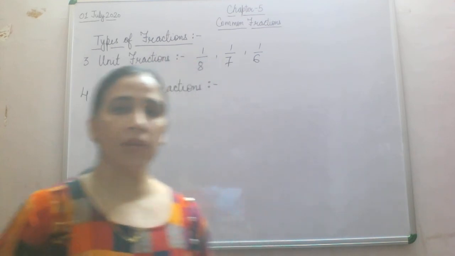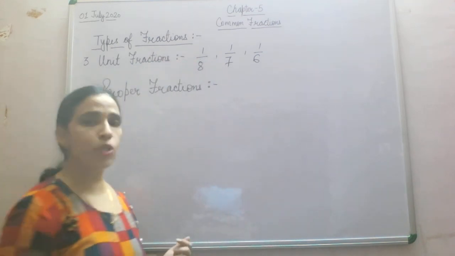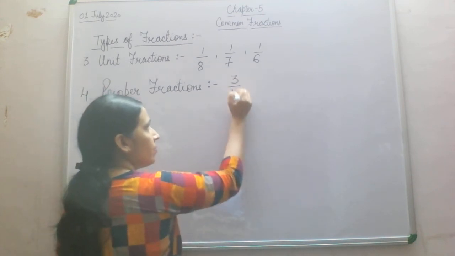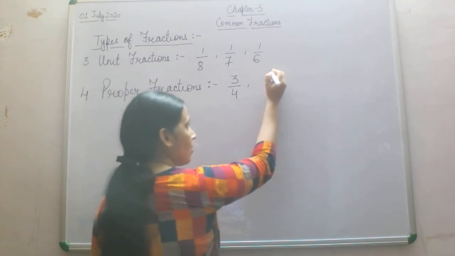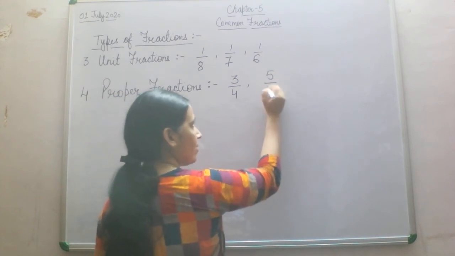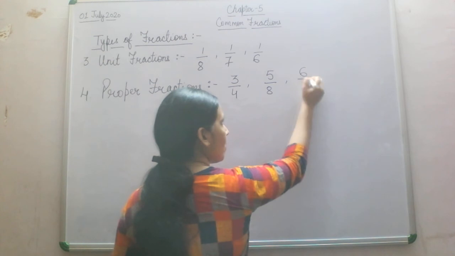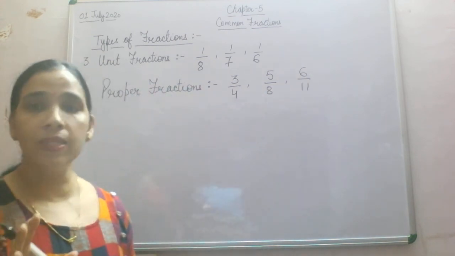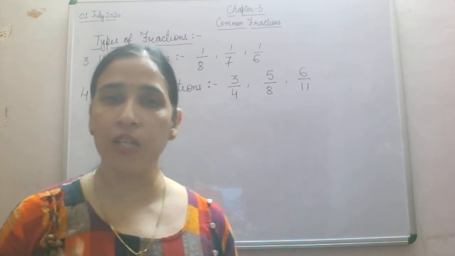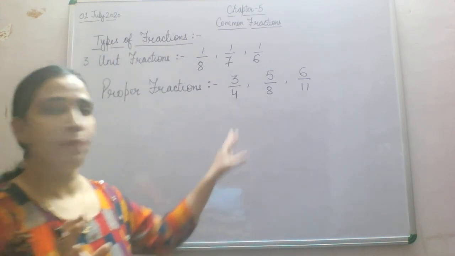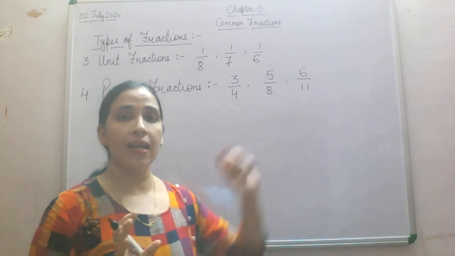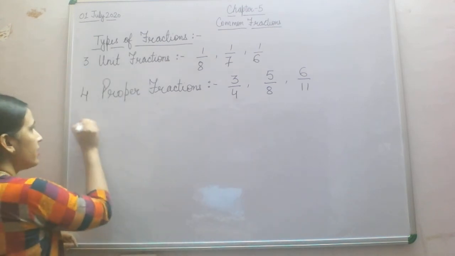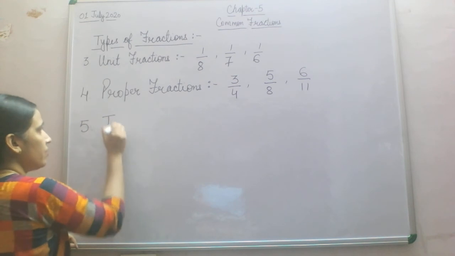So here we can write examples of these, that is 3 by 4, 5 by 8 or 6 by 11. These all are the examples of proper fractions, because you can see in these the numerators are less than the denominators. Now we'll come to number 5, that is improper fractions.